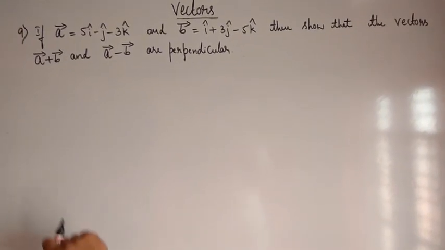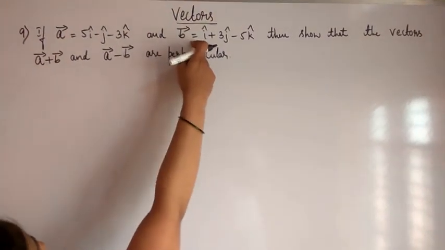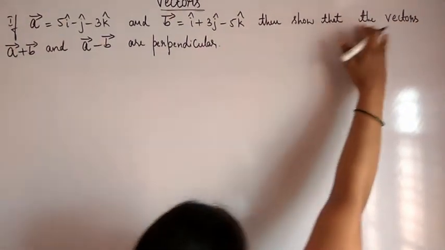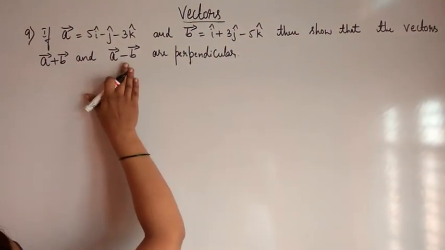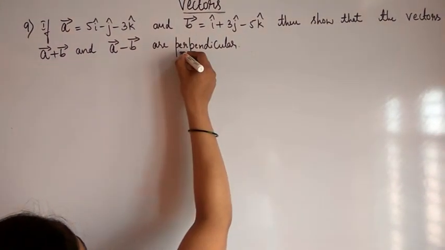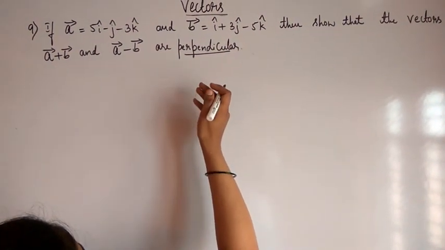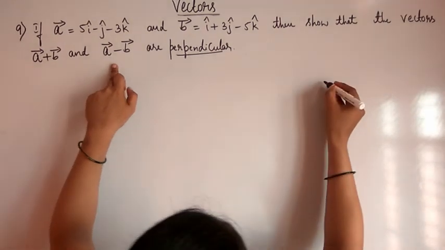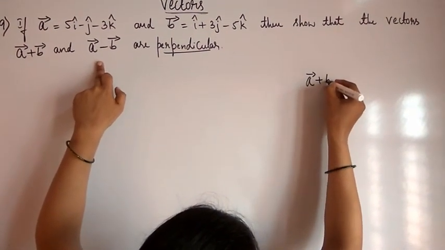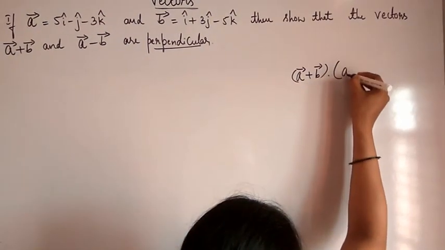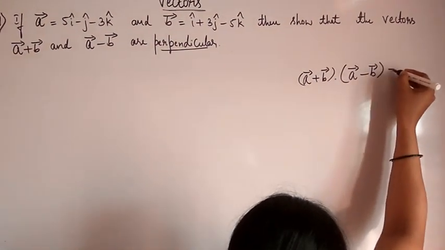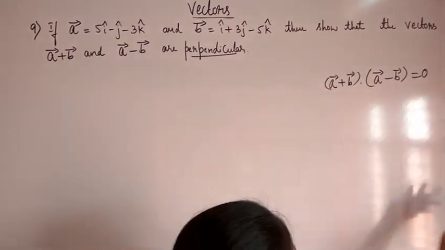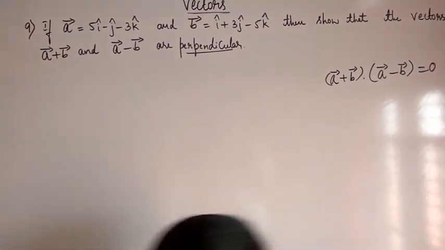So now let us see the next problem. If vector A and vector B are given, then show that the vectors vector A plus B and vector A minus B are perpendicular. Perpendicular means the scalar product is equal to 0. But here we have to prove it for these two vectors. That means we have to prove that vector A plus vector B dot vector A minus vector B equals 0. If the dot product of these two vectors is 0, then clearly we can say that these two vectors are perpendicular.